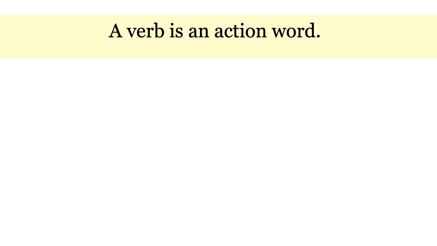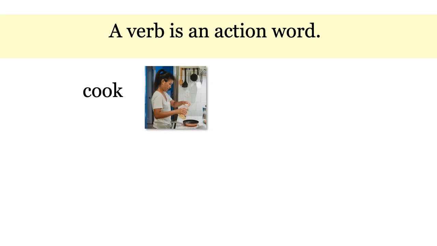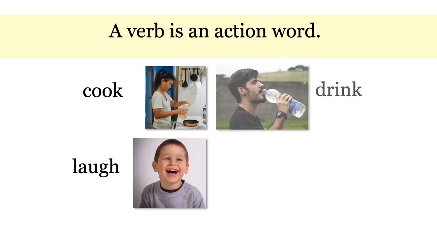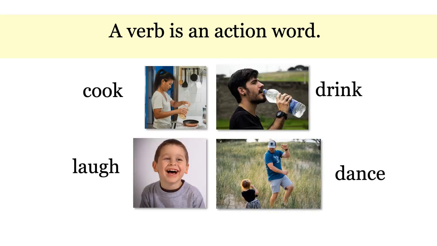Another kind of word is a verb. A verb is an action word. Cook, laugh, drink, and dance are all verbs. They tell what happens.